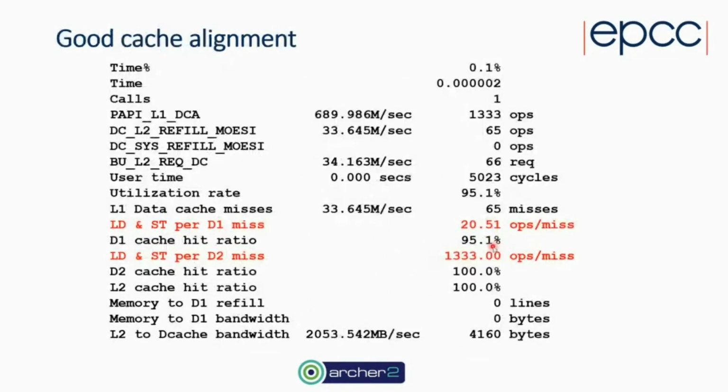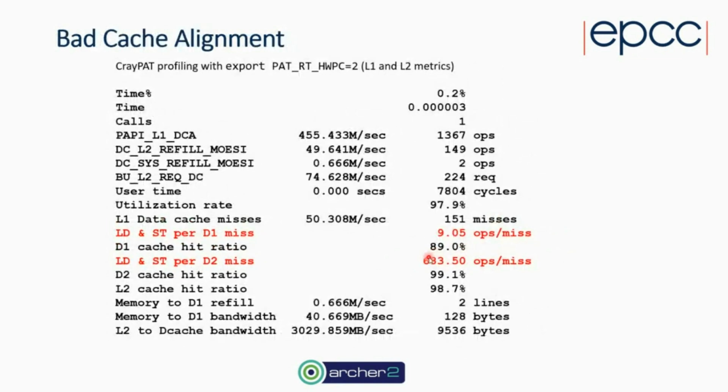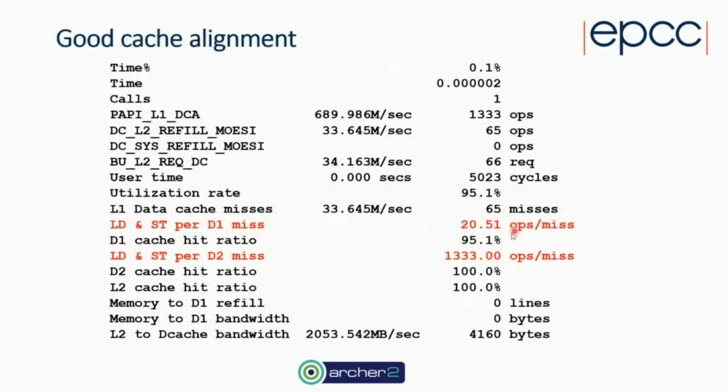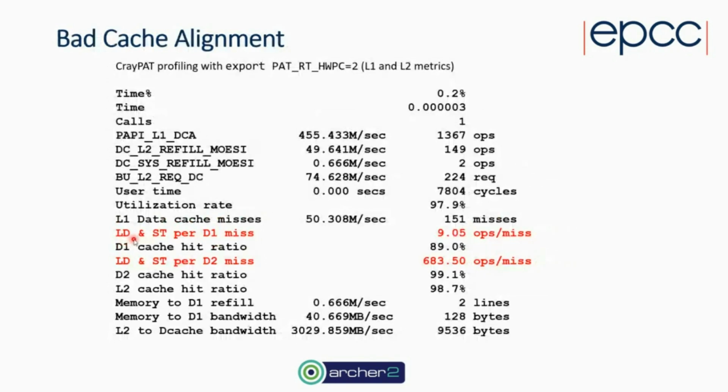And the difference between 95.1 and 89% is not huge. It's only 6% difference, but it translates into a 100% difference in the number of operations we get through per cache miss. And so these are the kind of levels we need to look at: 95, 97, 98% cache hit ratios on the L1 cache to give us good performance here.